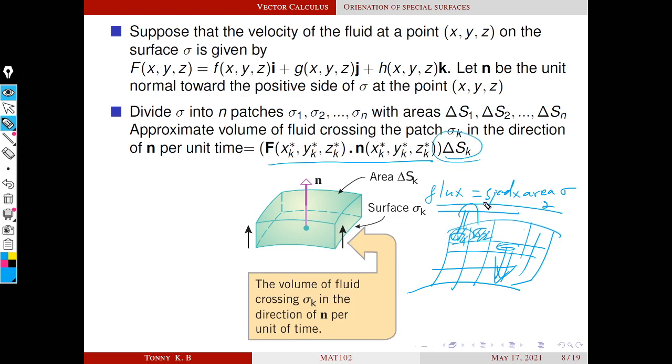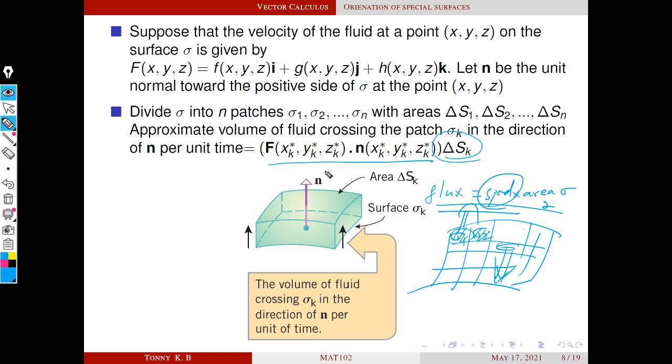Next we have to identify the speed. But in this case we have to accommodate one more thing, the direction of the speed, not just velocity, because we have to take the algebraic sum. If the flow is in the direction of n, then we take the speed as positive, and if the flow is opposite to the direction of n, then we take the speed as negative. Only then do we get the algebraic sum of the volume.